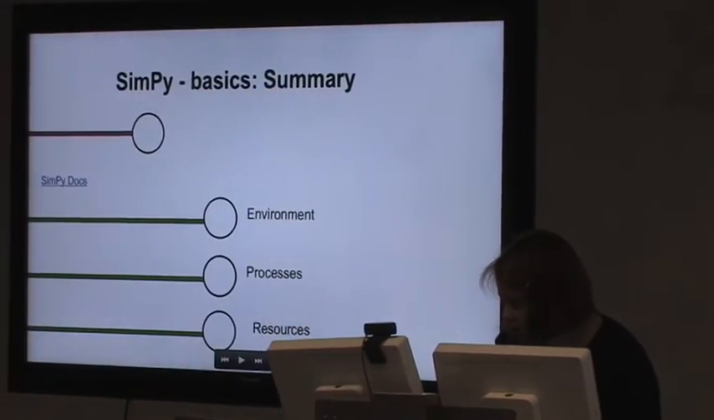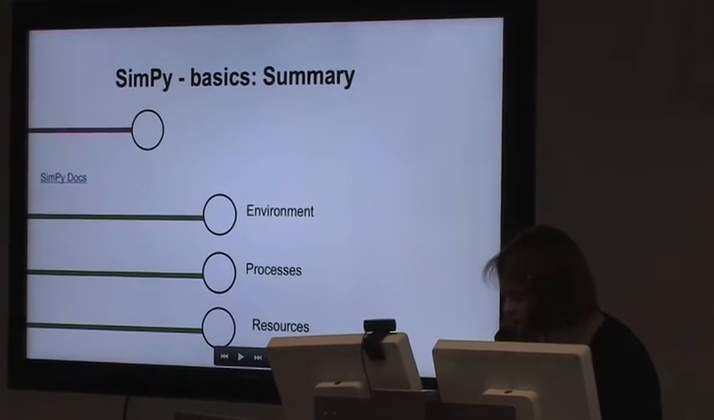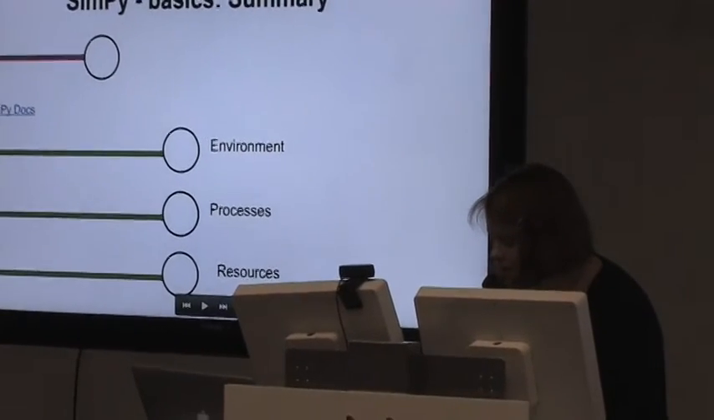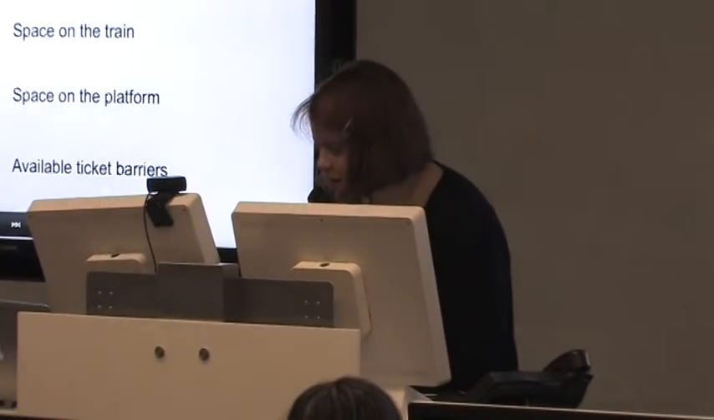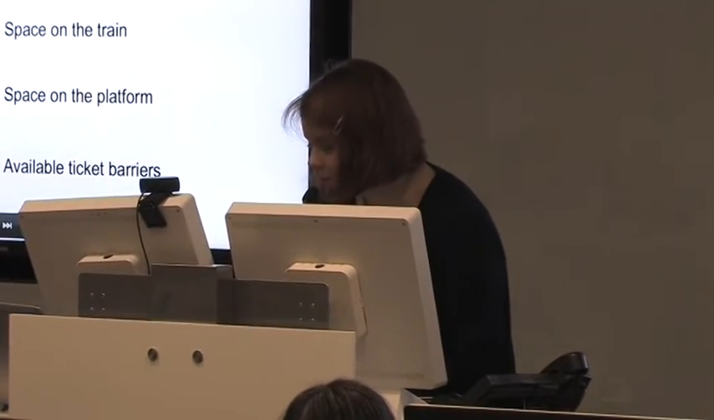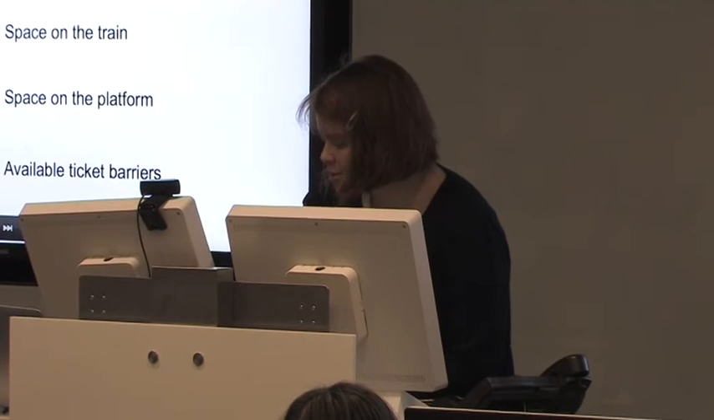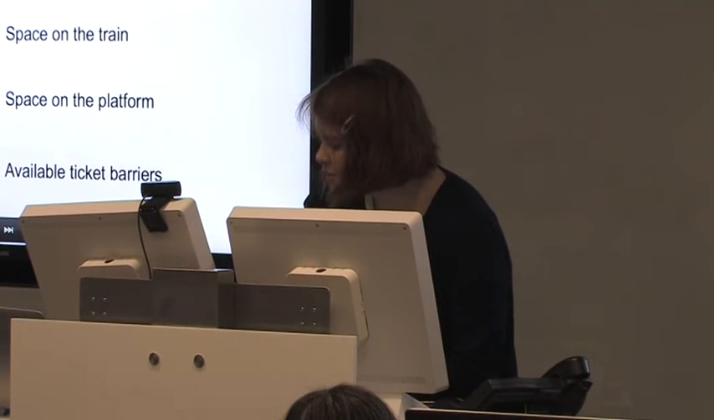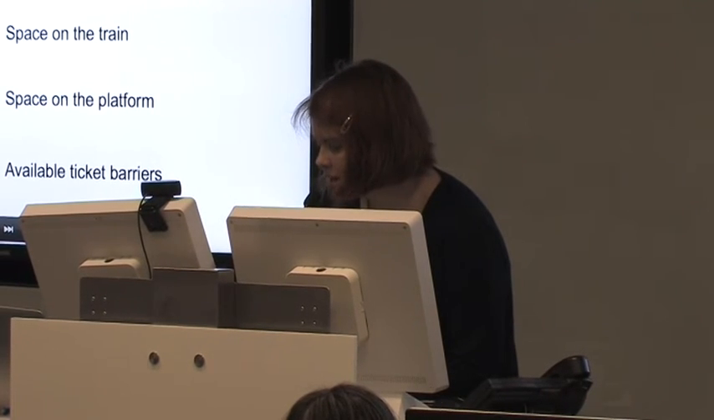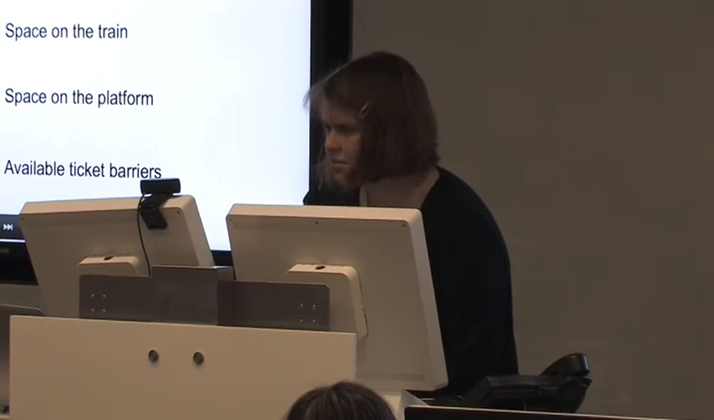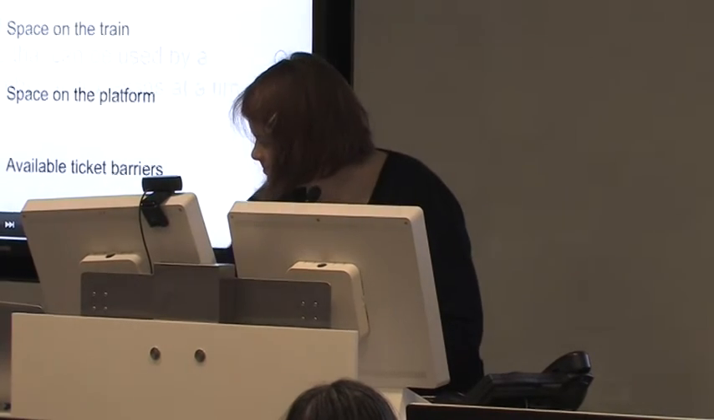So that was all for processes, and next is probably the coolest thing about SimPy, which is resources. So what are resources? Resources are the stuff that's consumed by other stuff. So basically, space on a train, space on a platform, or available ticket barriers if we're talking about the London Underground, but really it could be anything. It could be gas pumps at a gas station, or, I don't know, chairs in a room, something like that.